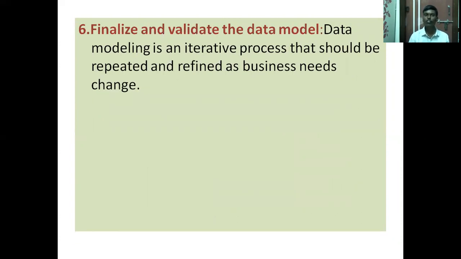Last step, finalize and validate the data model. This is the last step. Data modeling is an iterative process that should be repeated and refined as business needs change. As a data scientist, the main job of a data scientist is to store the collection of data and minimize the data by excluding the unwanted data and only storing the valid data.